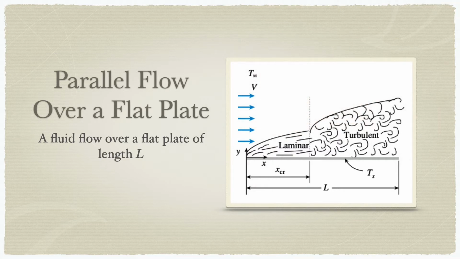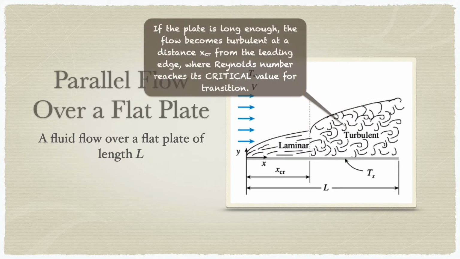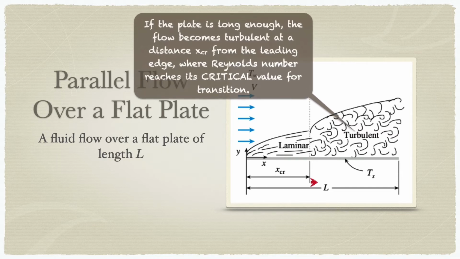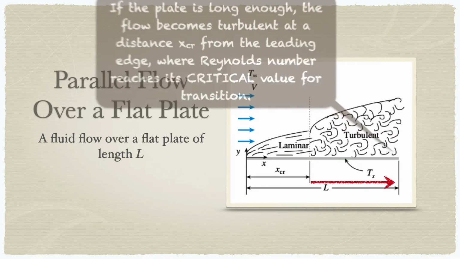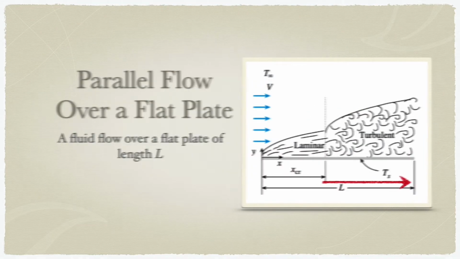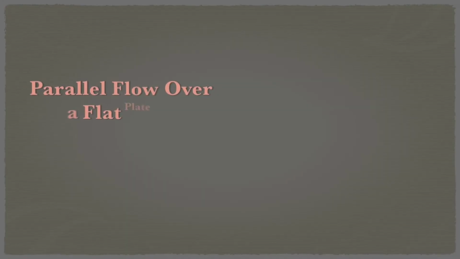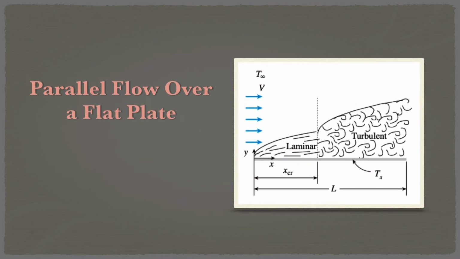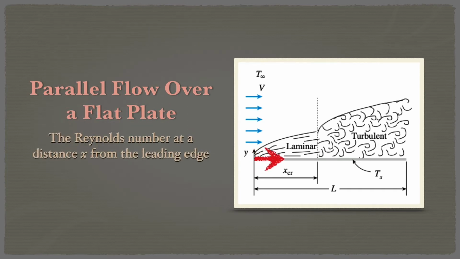In that case, the flow becomes turbulent at a distance of x critical from the leading edge, where the Reynolds number reaches its critical value for transition. The transition from laminar to turbulent flow depends on the surface geometry, surface roughness, upstream velocity, surface temperature, and the type of fluid, among other things, and is best characterized by the Reynolds number.